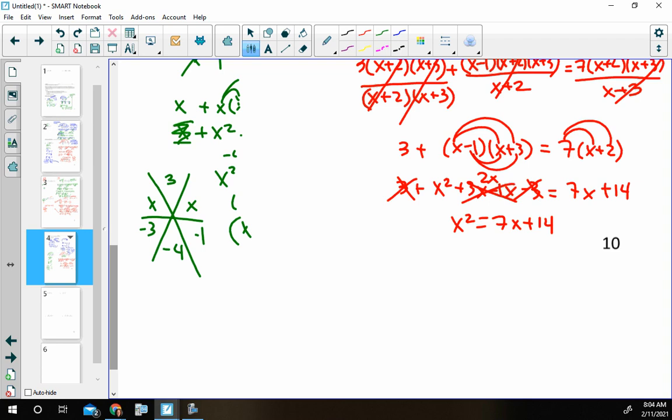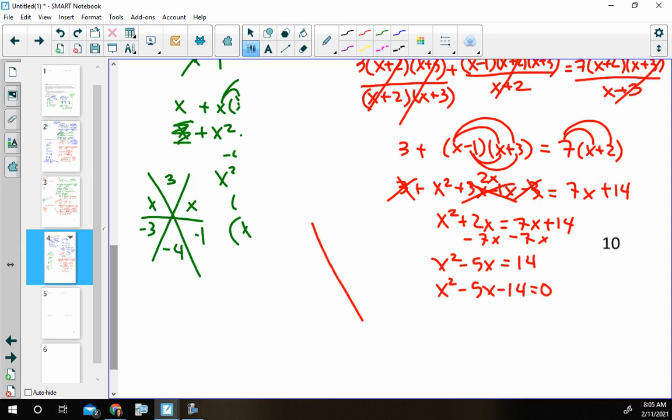All right, so I'm going to subtract the 7x over and the 14. And I actually forgot my 2x that was still over there. So I have x squared plus 2x is equal to 7x plus 14. So when I subtract my 7x, I get -5x. Now subtract my 14, and I should be able to snowflake this. Otherwise, quadratic formula, which is what I didn't think I needed to do.